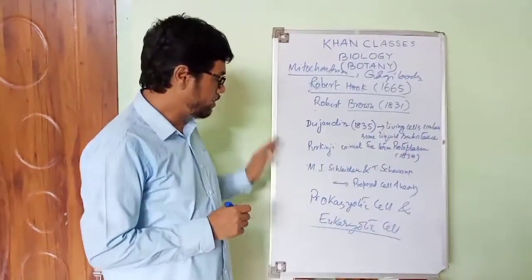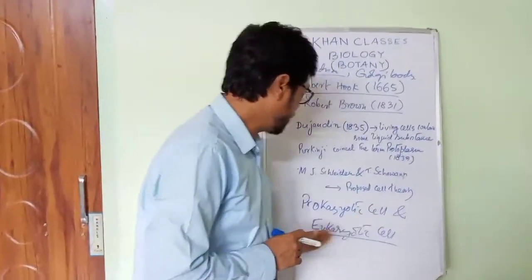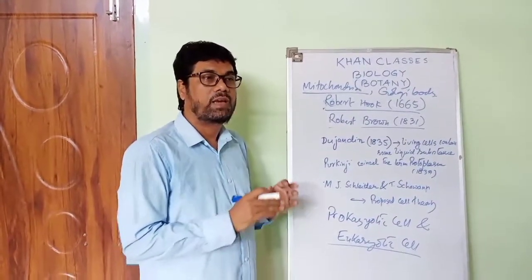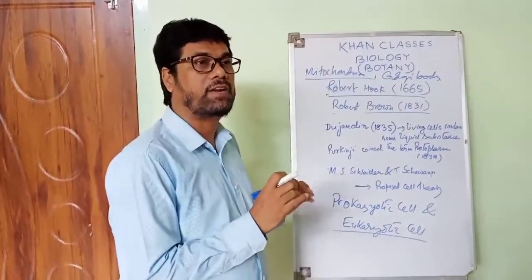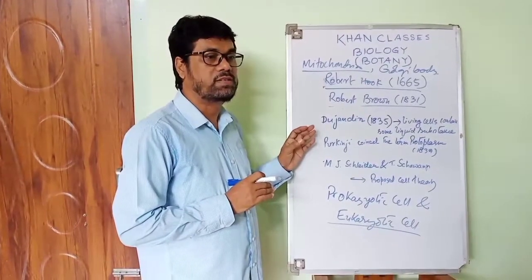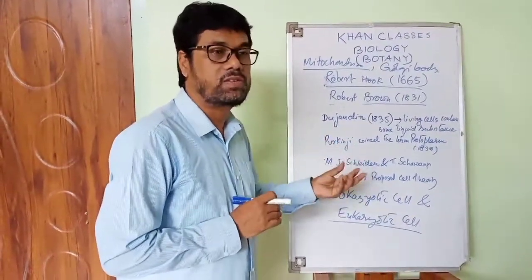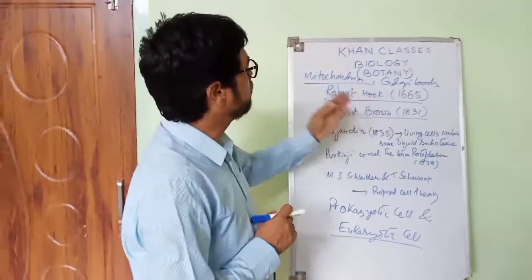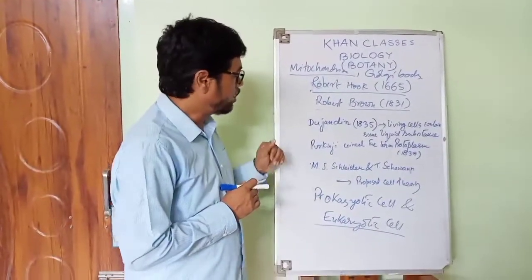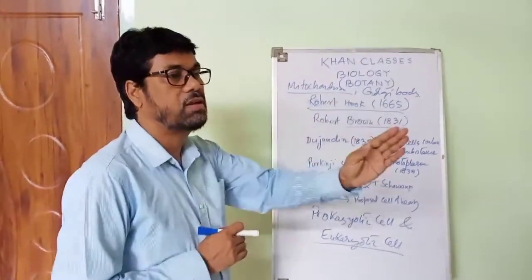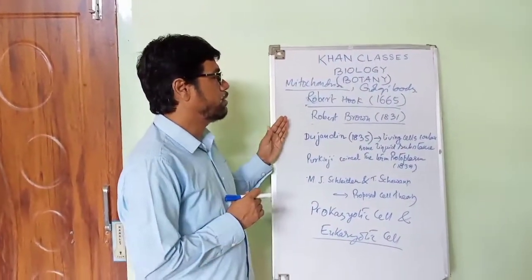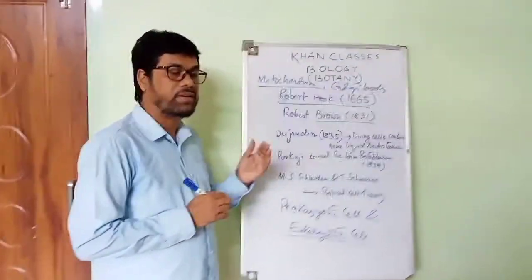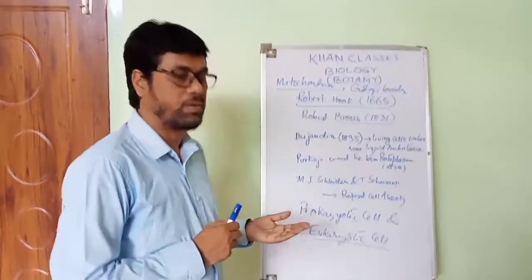Now, the differences between the prokaryotic cell and the eukaryotic cell are these. In the prokaryotic cell, you will find a lack of a true nucleus and of the several organelles found in any eukaryotic cell. Mitochondria, Golgi bodies, and endoplasmic reticulum are absent in the prokaryotic cell, but present in the eukaryotic cell. The prokaryotic cell has 70S ribosomes, but the eukaryotic cell has 80S ribosomes.